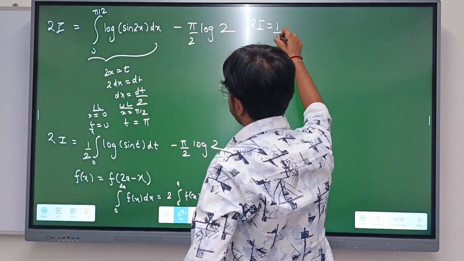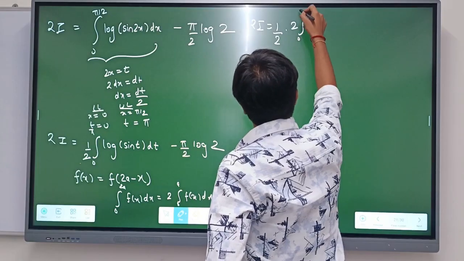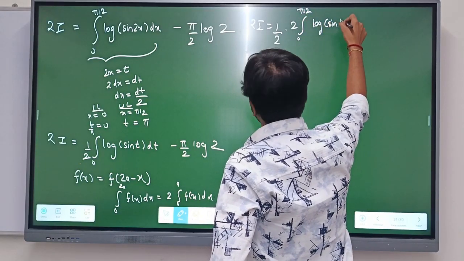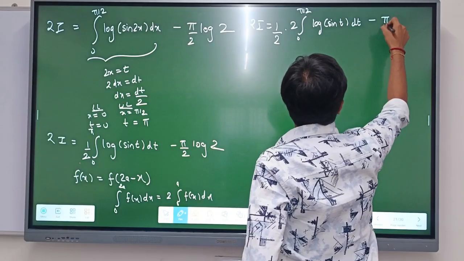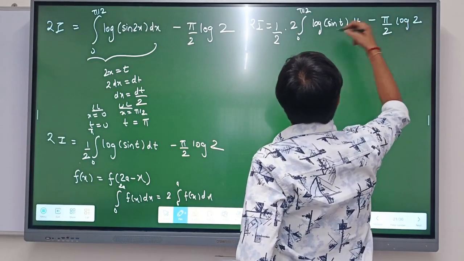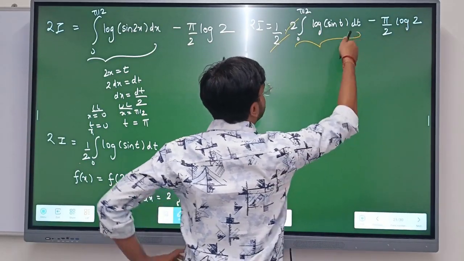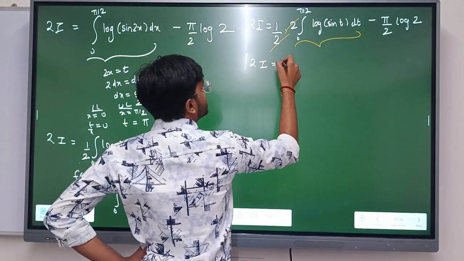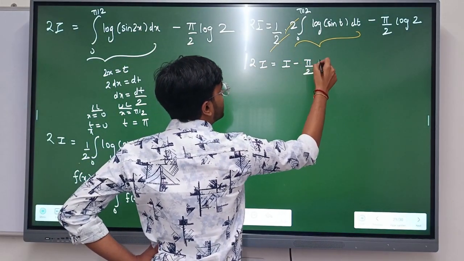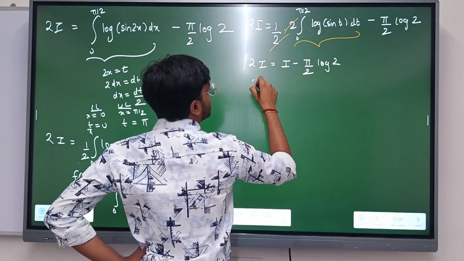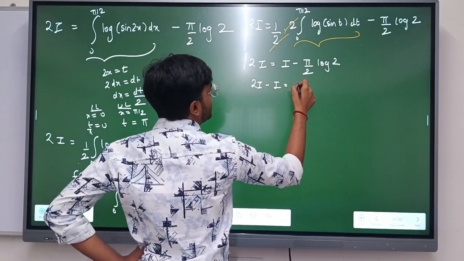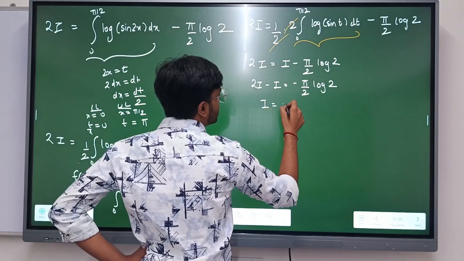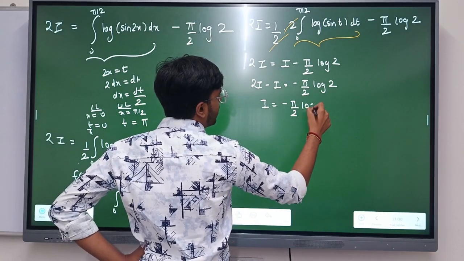2I is equal to 1 by 2 times 2 times integral 0 to pi by 2 of log of sine t dt minus pi by 2 log 2. So 2 and 2 cancel. What is this whole thing? Integral 0 to pi by 2 of log of sin t is I. So we get 2I is equal to I minus pi by 2 log 2. So 2I minus I is equal to minus pi by 2 log 2. So I is minus pi by 2 log 2.